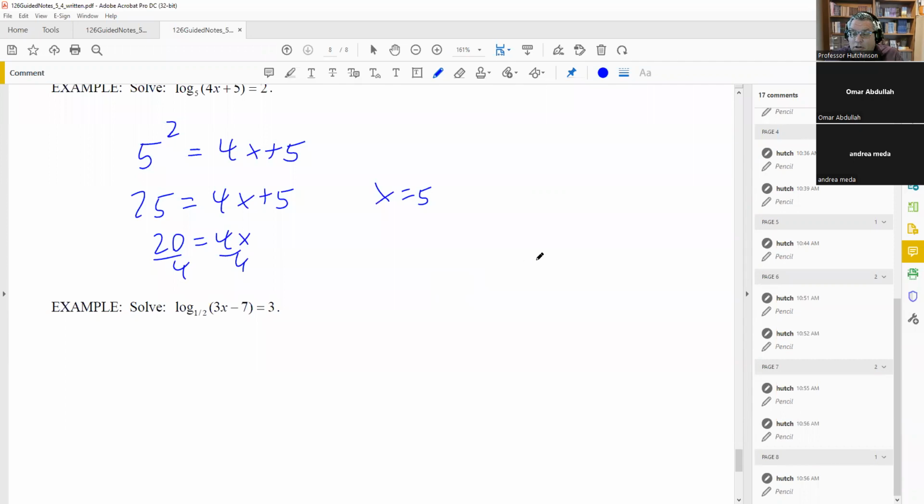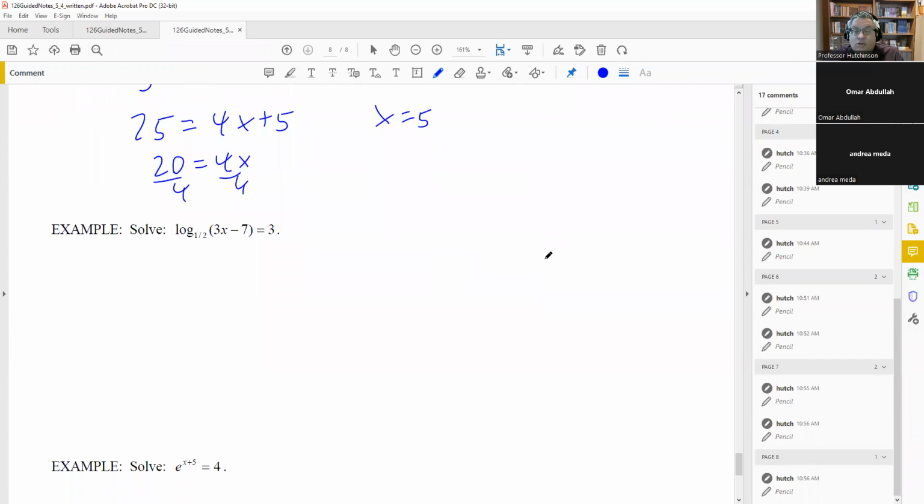Okay, let's do the same thing on this one. Fractions, same thing, it works the same way. We're going to take the base and raise it to the number after the equal sign, which equals 3x minus 7. So the base raised to the power of 3 equals this. It's always the same process. Now cube means we have to cube both of those. So we're going to get 1/8 there.